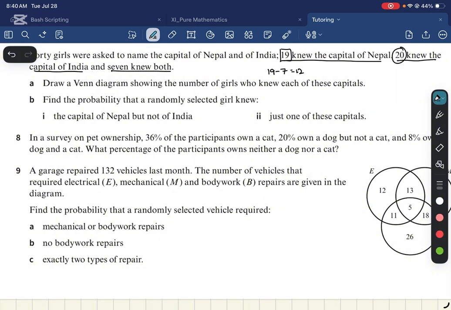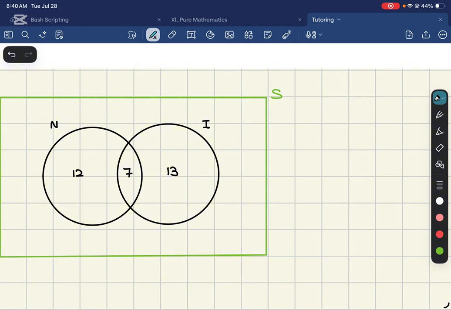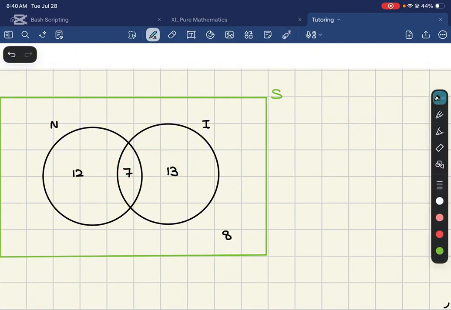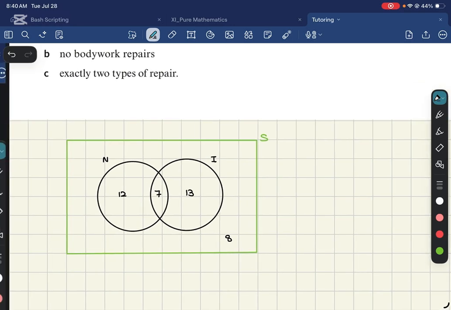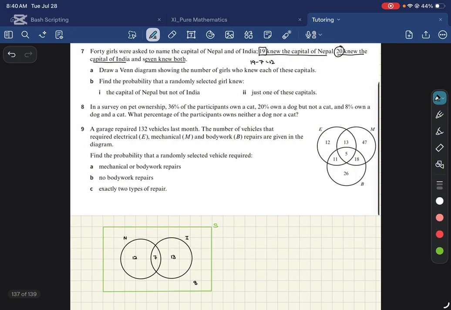All right, 20 knew the capital of India. So I have 7 here. This number has to be 13, right? All right. So 13 plus 7, total 20 people knew the capital of India. But remember, we have 40 girls. So how many students do we have here? We have 20 here plus 12 is 32 students. So basically, that means that 8 girls did not know the capital of India or Nepal. All right. So now we are done with the Venn diagram.